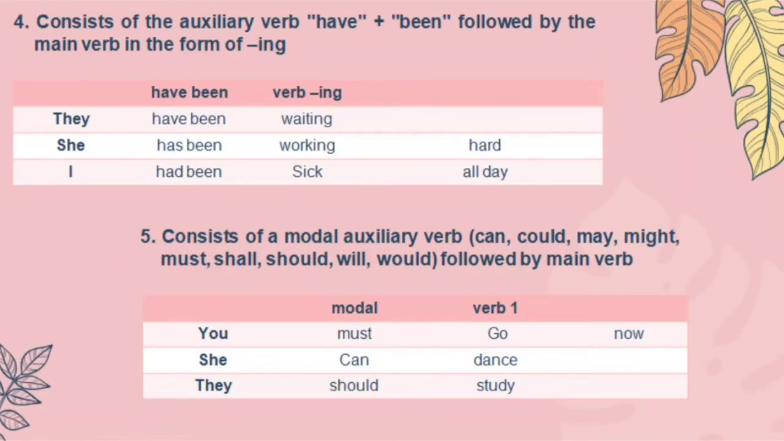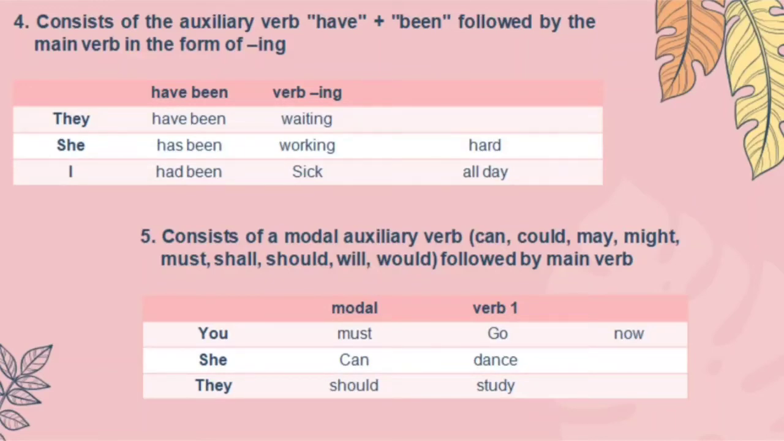Number 4 consists of the auxiliary verb have plus been, followed by the main verb in the form of ing. For the example, they have been waiting. She has been working hard. I had been sick all day. For more detail, you can see the card in my video.